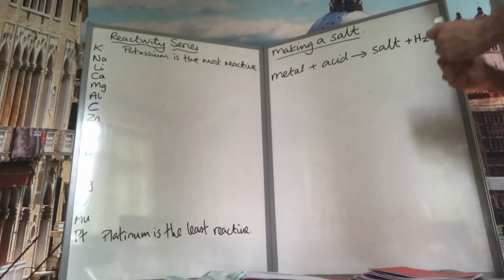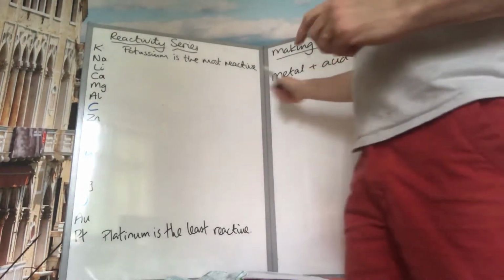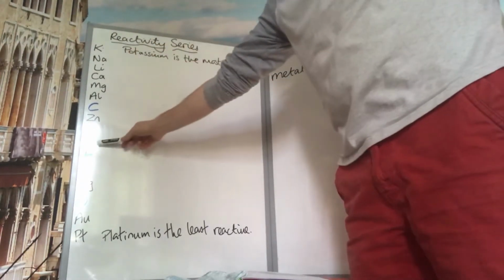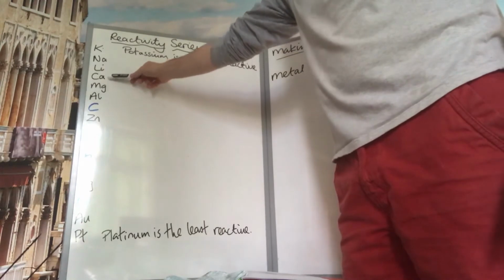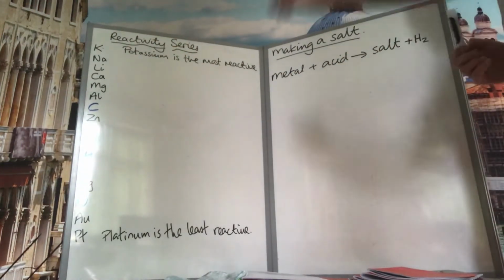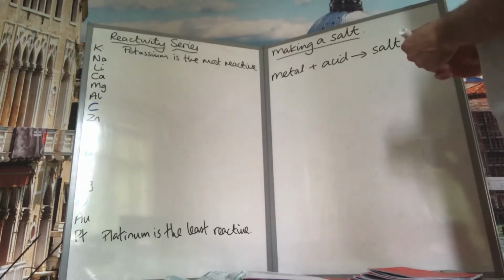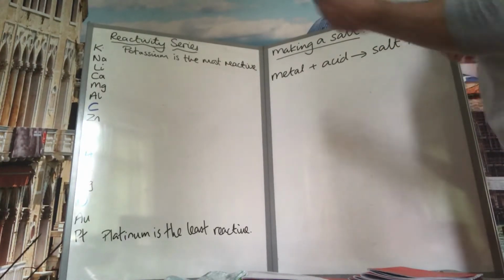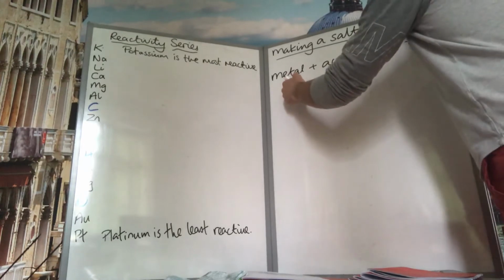Okay, now this will only work for metals that are above hydrogen. So lead, iron, zinc, aluminium, magnesium, calcium, lithium, sodium, potassium. Okay, everything below, copper, silver, gold, platinum, don't react with acids. So nothing's going to happen. So let's have some examples here.